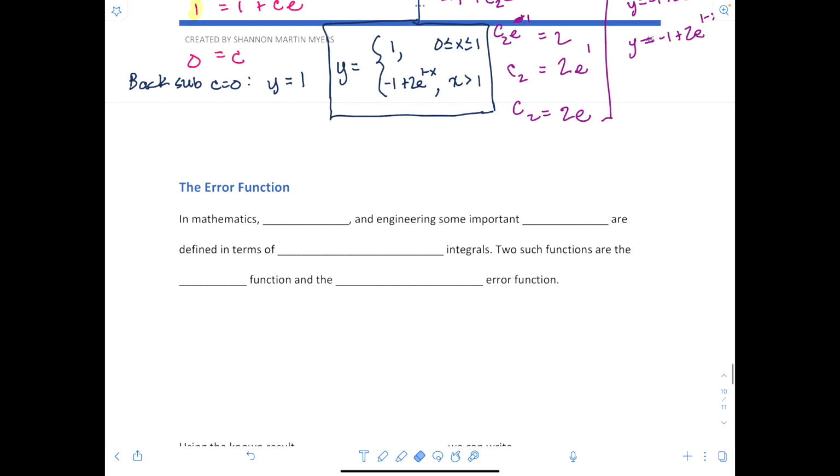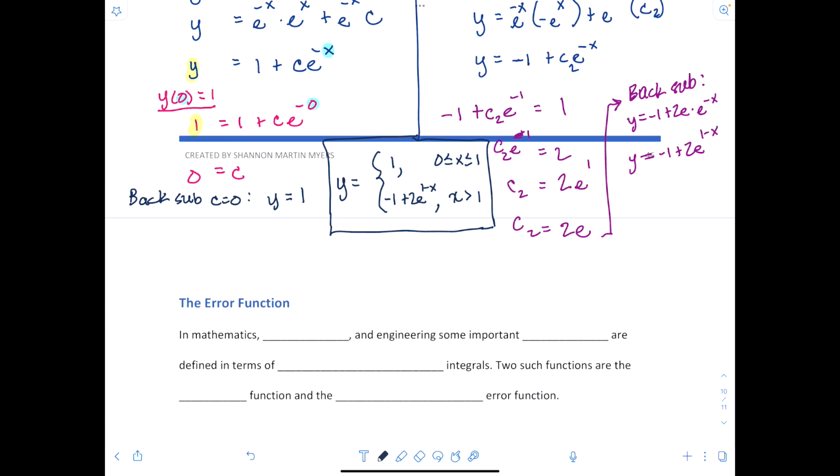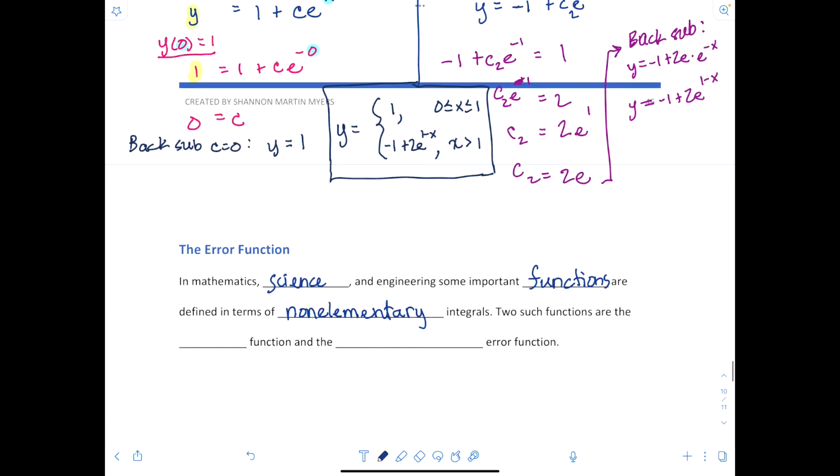All right, now the error function. In math, science, and engineering, some important functions are defined in terms of non-elementary functions. So we saw that with the sine of x squared, or non-elementary integrals. Two such functions are the error function and the complementary error function.